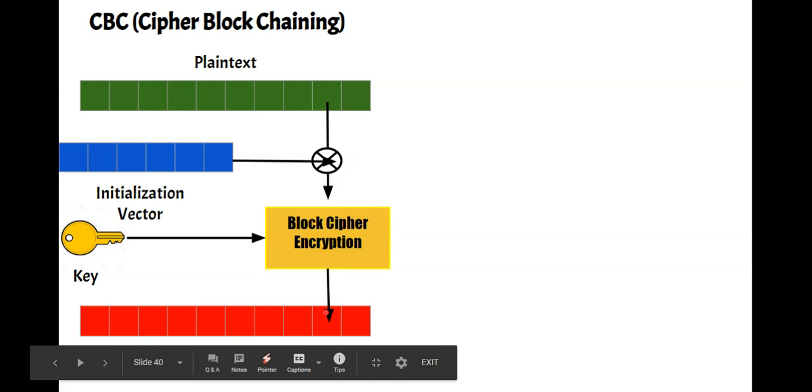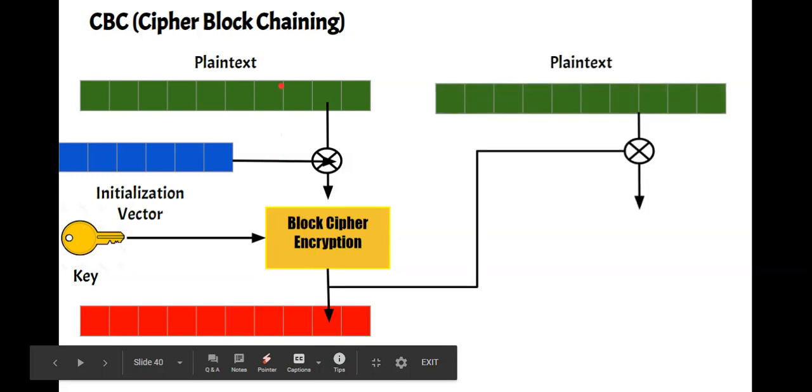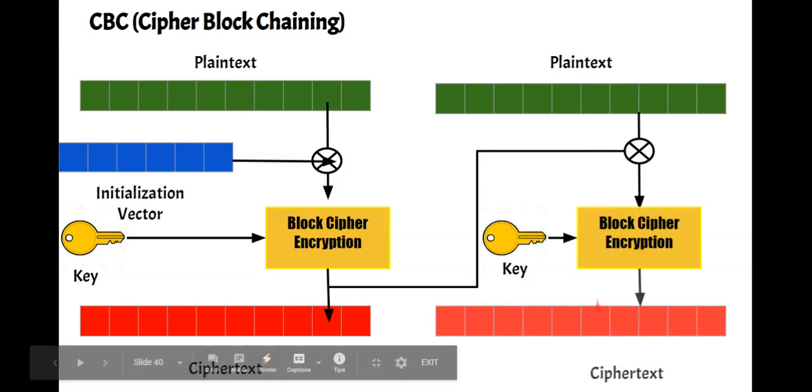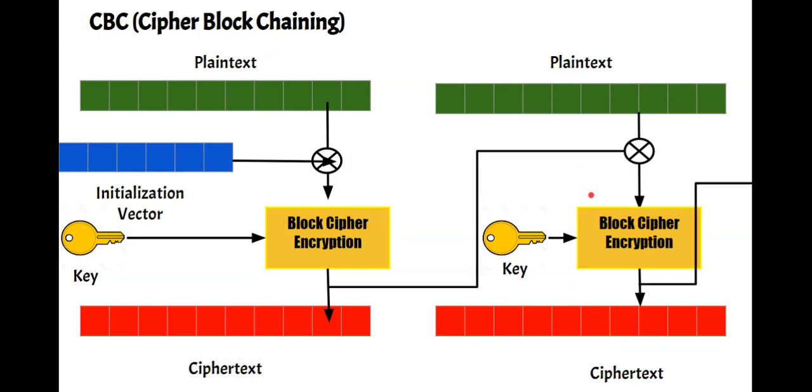Now for the next plaintext block, instead of using the initialization vector to add randomization, we're going to use the ciphertext to be XORed with the plaintext, which is then added again into the block cipher encryption with the symmetric key, thus producing our next ciphertext. Now, the ciphertext will be added again into the third plaintext, and the process just continues.